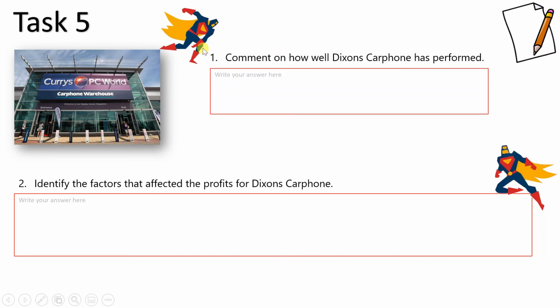Question 1. Comment on how well Dixon's Carphone have performed, using the last slide, the case study, as your source of information. You should aim to write at least 2 extended sentences. Question 2. Identify the factors that affected the profits of Dixon's Carphone. Now, in the article, they talk about the actions. These are the factors, the actions that have positively and negatively affected their sales and their profits.